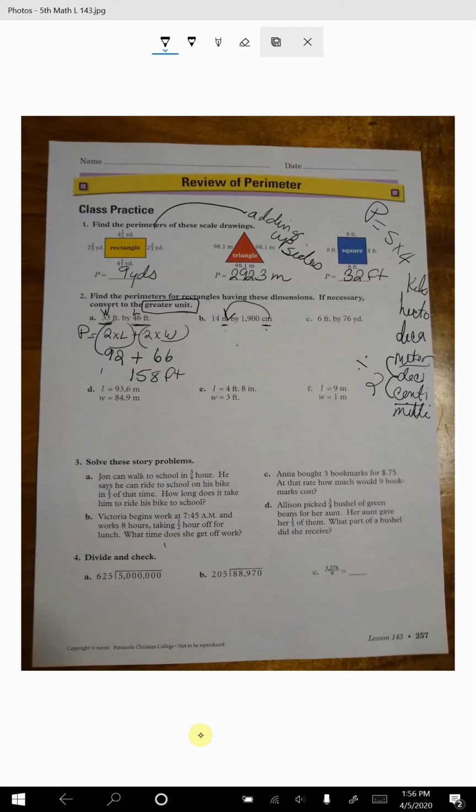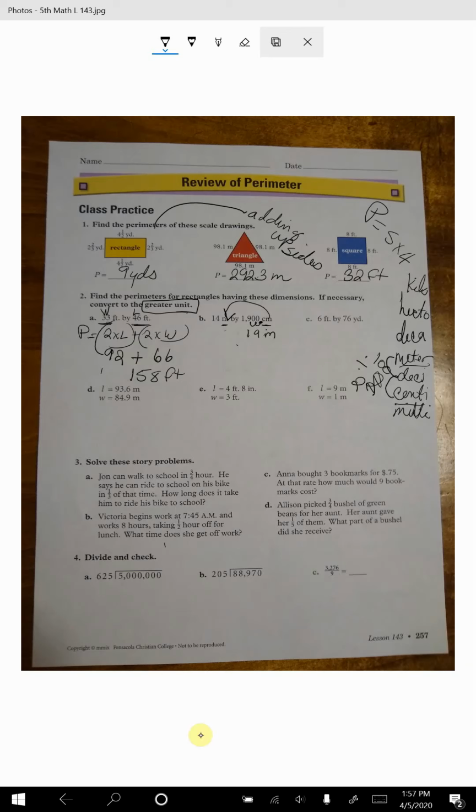I probably shouldn't write divided by 2. I should divide by 100 because it's 2 zeros. Two jumps, 2 zeros makes 100. Or we can move our decimal over twice. So in 1900 centimeters, my decimal is right here at the end. If I move it over twice, that's just like dividing by 100. So 1900 centimeters would be 19 meters.